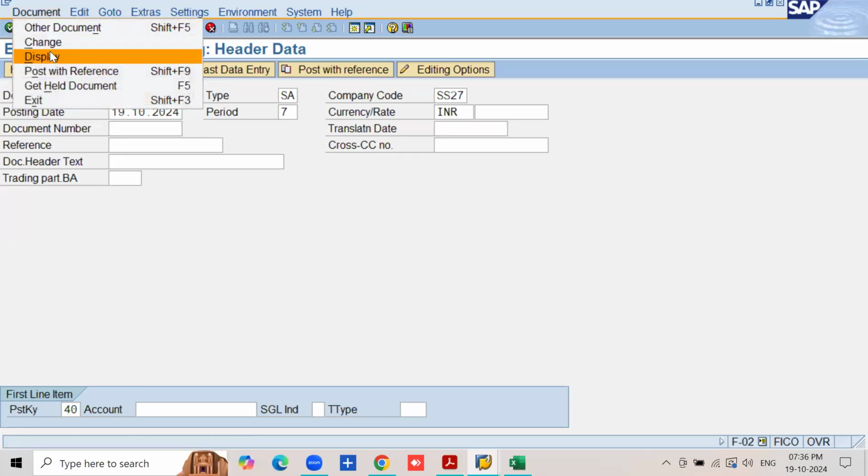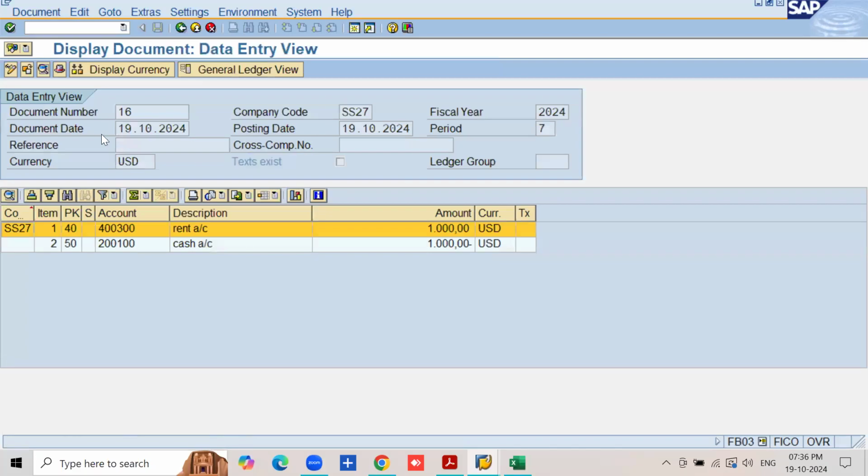Go to menu document, display. See, rent account debit to cash, right? See, $1,000. This is called transaction currency. Now this $1,000 should have been converted into company code local currency. So how to display the amount in the company code local currency? Click on display currency. See, 85,000 rupees. $1,000 is equal to 85,000.